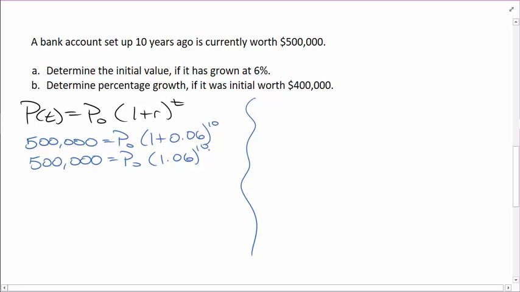1.06 to the 10th power, I'll divide that into 500,000. I'll get P of 0 equals 279,197.39 cents. This is an instance when we're talking about money that I will allow you to round to 2 decimal places.